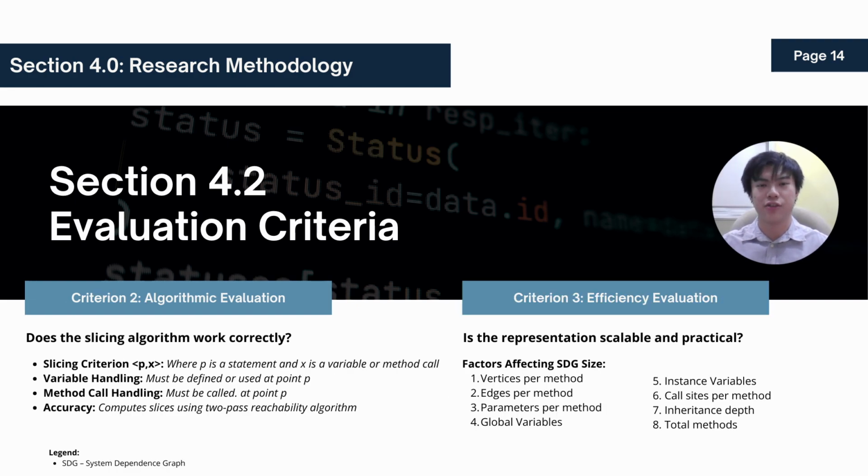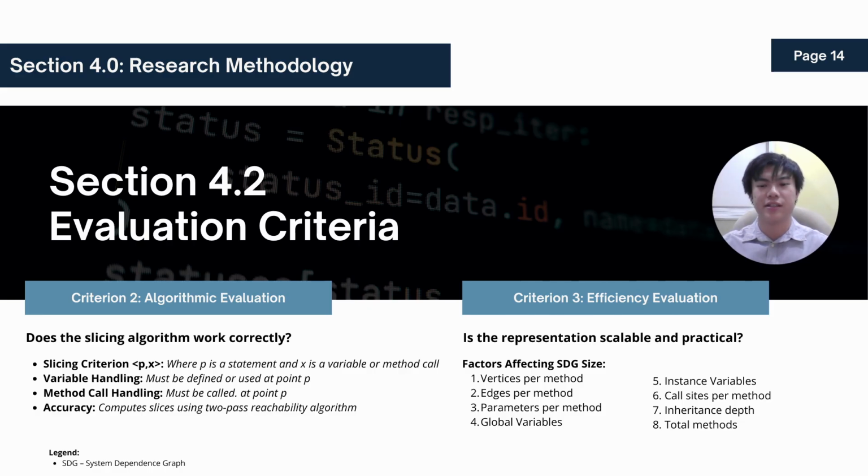The next criteria is algorithmic evaluation. This evaluation basically talks about whether the slicing algorithm used to compute the slicing of a program is correct or not. So we have to evaluate their slicing criterion as seen here, P and X, where P is a statement and X is a variable and method call. And in X, we also have to verify whether the variable handling as well as the method call handling is properly defined and used. We also need to make sure the accuracy is correct in order to properly evaluate if the slicing of the program is proper.